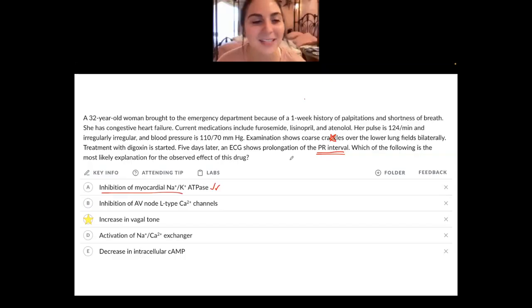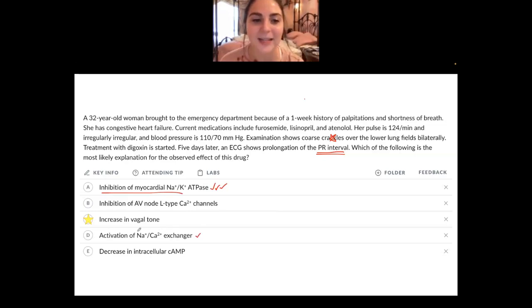This is what boards does. Your exam probably won't do this, but boards loves to do this. And you're like, what are you talking about? This is 100% right. And just like you said, it's not inhibiting the calcium channel. It's just increasing the amount of parasympathetic stimulation on the AV node, which is going to not allow for sympathetic stimulation to occur. Same thing with this.